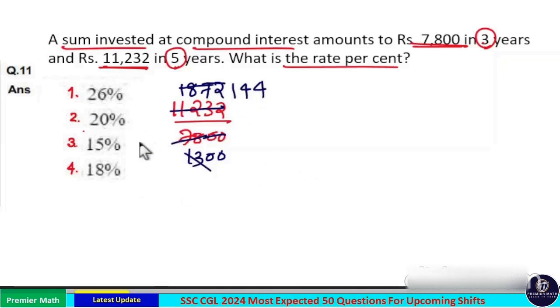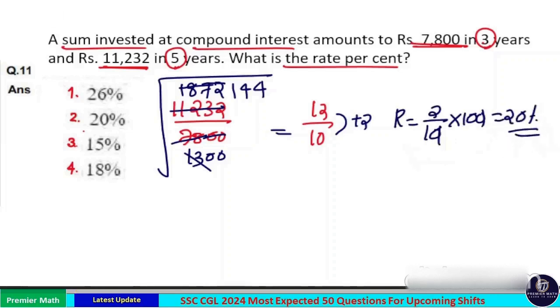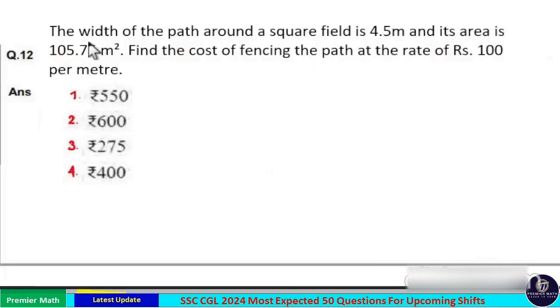That is the interest for 2 years. Now to get the interest for 1 year, take the square root of it. That is, root 144 by 100 is equal to 12 by 10. Here the difference generated is 2 part. That is, 10 part is the initial sum. Then after 1 year, it is increased to 12 part. 2 part is the interest generated out of this 10 part. So rate is equal to 2 part by 10 into 100. So 20% is the rate. Option 2 is your answer.